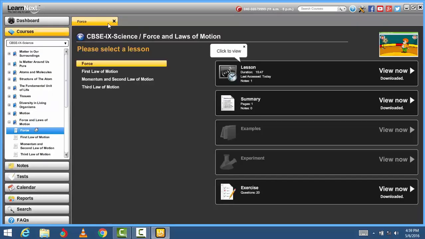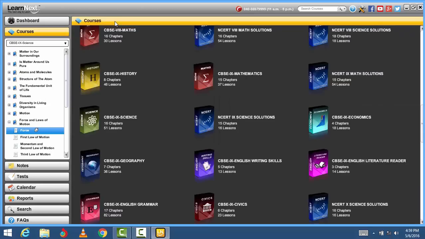So these are the features of this software. Altogether it consists of math, science, history, geography, civics, economics, English grammar, English writing skills with features, notes, tests and calendar. Thank you very much.